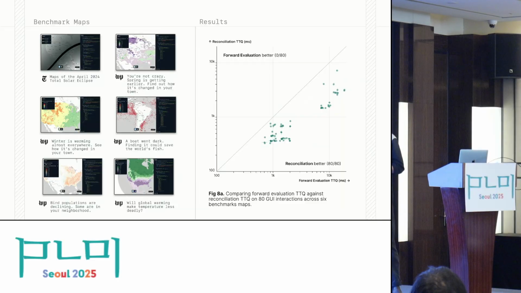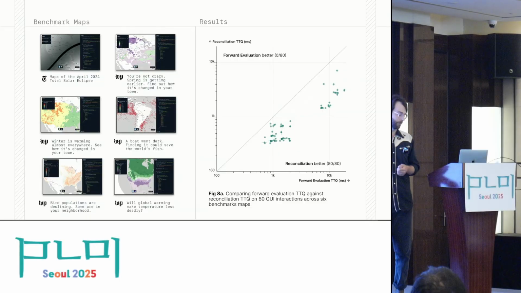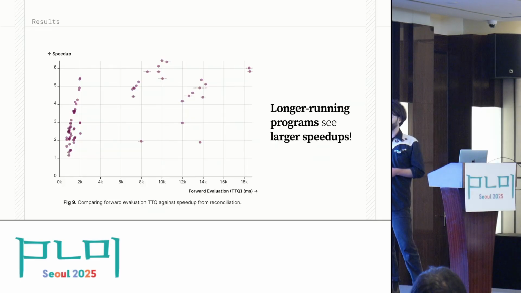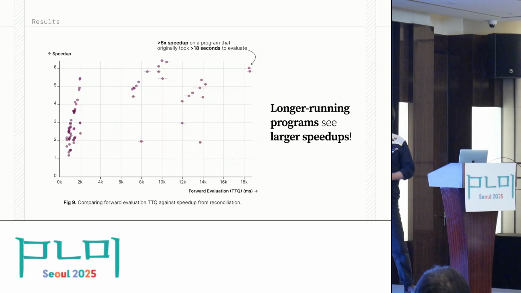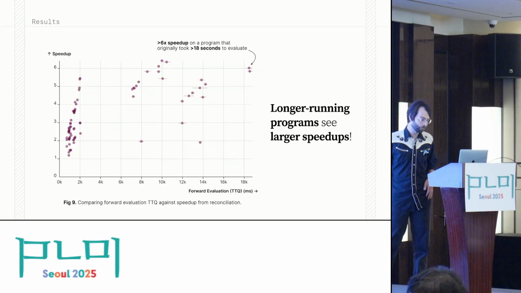And across all 80 cases, we found that the patch reconciliation architecture led to faster updates. The median speedup was about 3x. We saw a 3x reduction in UI latency. In addition, there's this really nice result where we saw that longer running programs saw larger speedups. So we get more benefit from patch recon in cases where patch eval takes longer and longer to run. Up here in the upper right, we saw a 6x speedup on a program that originally took 18 seconds to evaluate under patch eval.